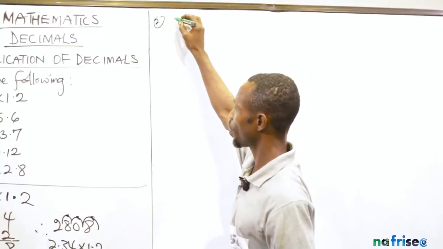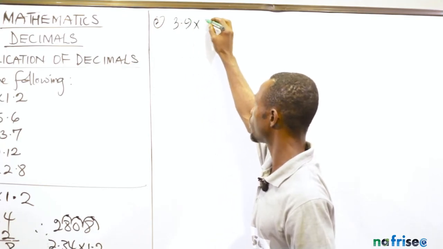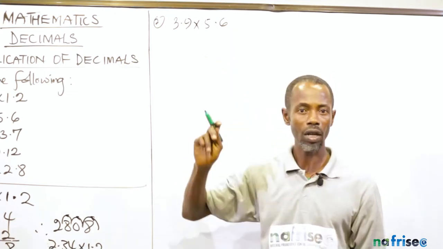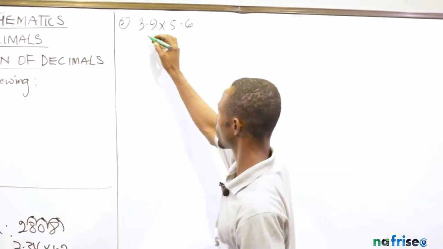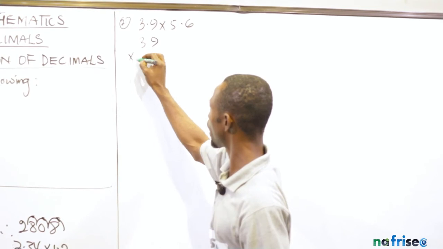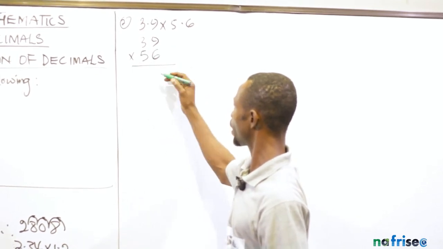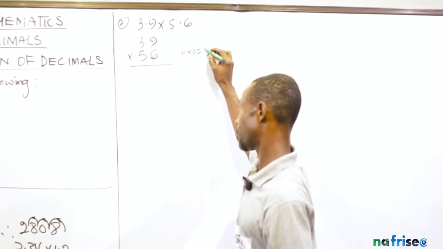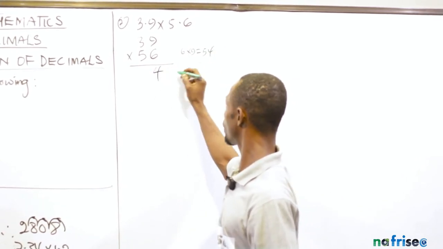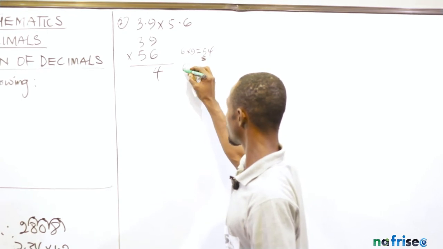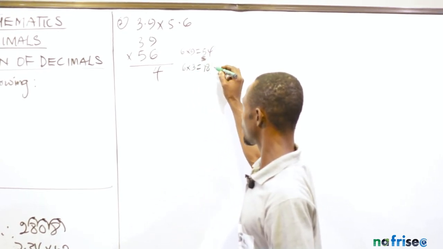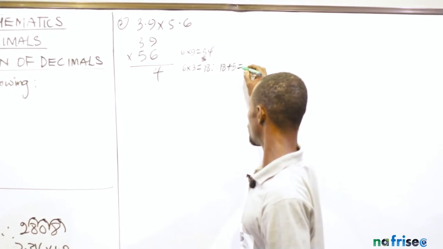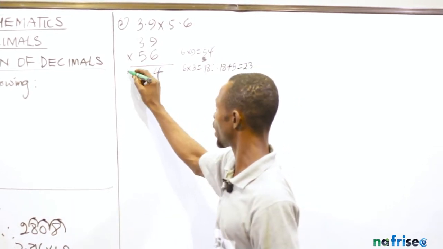Number 2, we have 3.9 times 5.6. You have 1 decimal place, 1 decimal place. That means you have a total of 2 decimal places. So take the numbers straight by saying 39 times 56. Okay, let's go. 6 times 9 is 54. We know that. We write down 4, we carry 5. Now, 6 times 3 is 18. 18 plus this 5 will give us what? 23. Write down the 23 here.